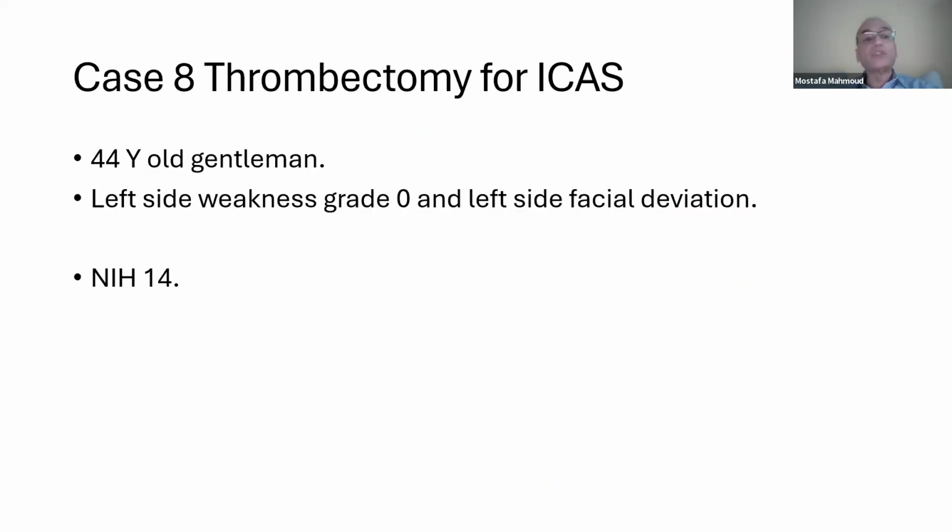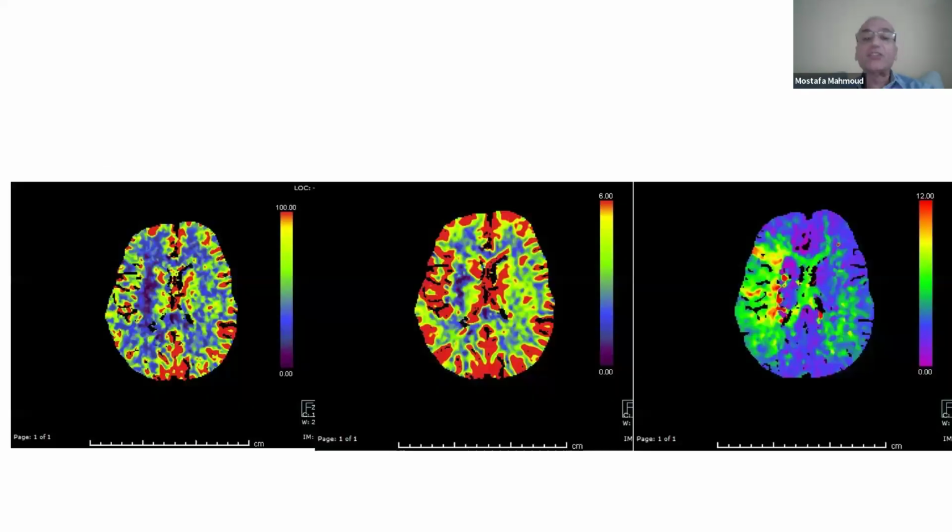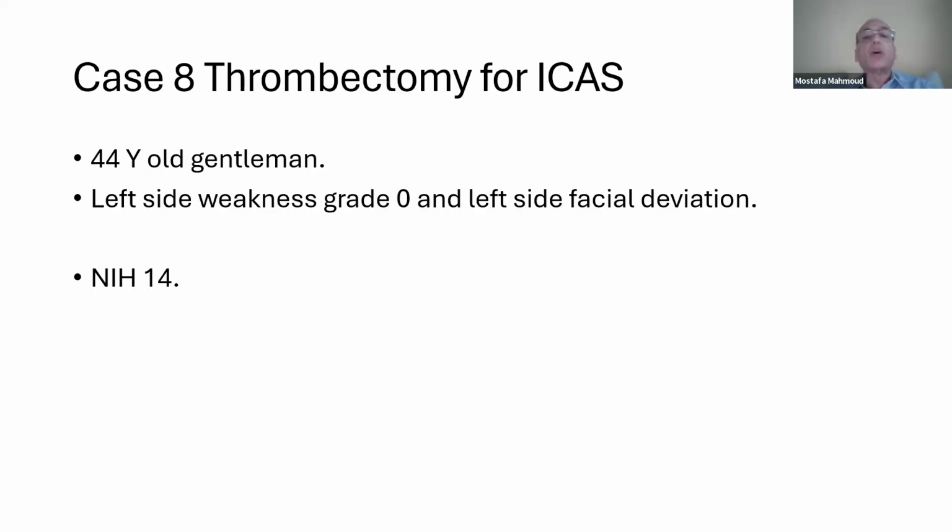Another one, 44-year-old gentleman, left side weakness grade 0, NIH of 14, high NIH, discrepancy between Tmax, CBF, and CBV. The same imaging of the previous case, but the only difference is the NIH. NIH was 4 in the previous case, here is 14. So to intervene or not?